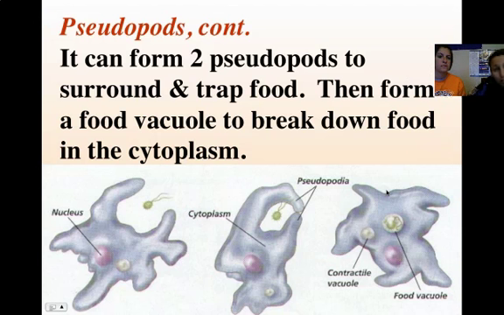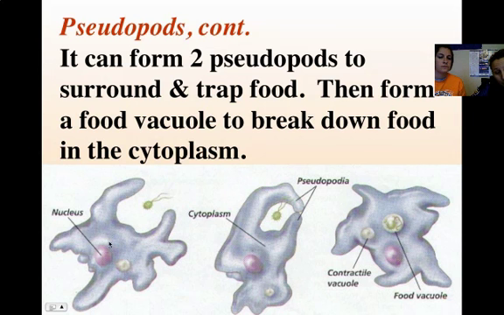What it can do also is form two pseudopods to surround and trap food. Because remember, we said that they are going to be autotrophic, heterotrophic, or both. If they're heterotrophic, then they're getting their food by eating other sources of food. So it's going to form a food vacuole that will break down that food in the cytoplasm that has been pinched into the organism itself.